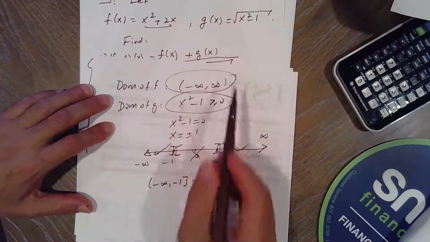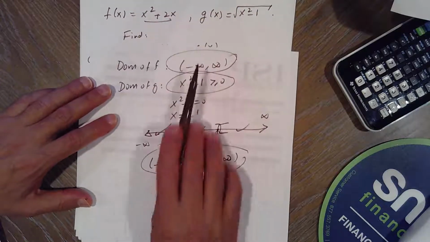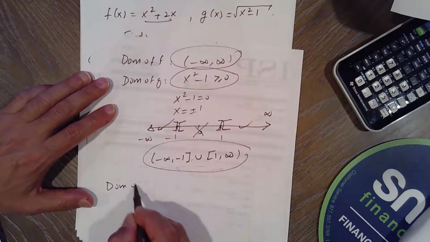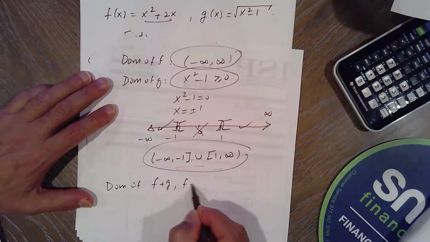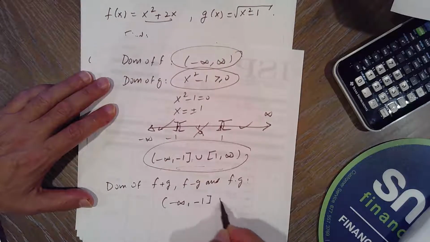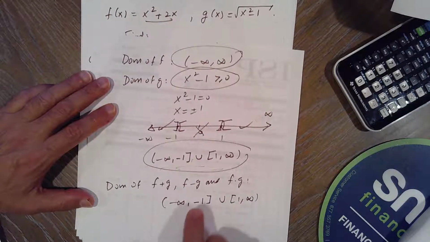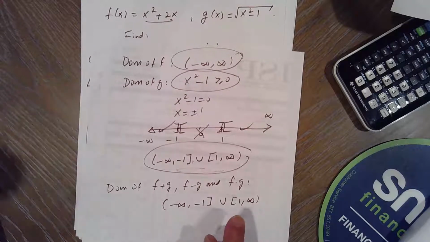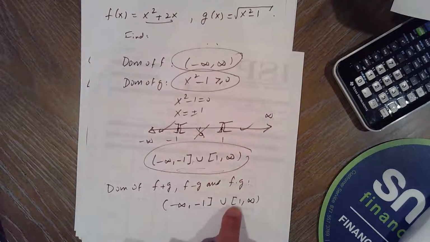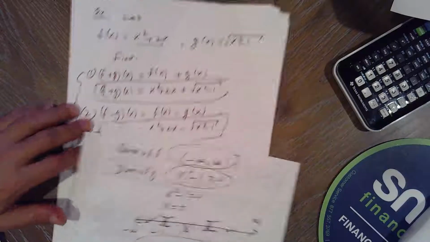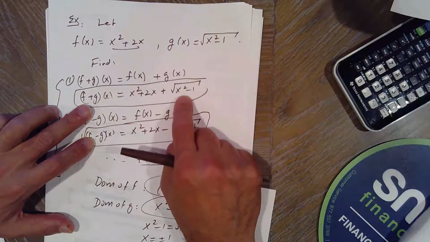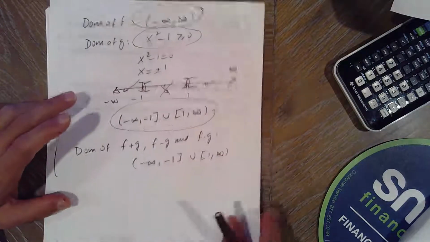So domain of f is all real numbers. Domain of g is this, where they overlap, because it has to be in both. So the domain of f plus g, f minus g, and f times g is -infinity to -1, union 1 to infinity, which means we can pick any value from this interval or that interval and plug it into f plus g, f minus g, f times g, and get a y value. If we pick a value between -1 and 1, like 0, it's not going to work. Why? Because if you put a 0 in f plus g, square root of 0 minus 1, that's imaginary, okay? That's what this is about.